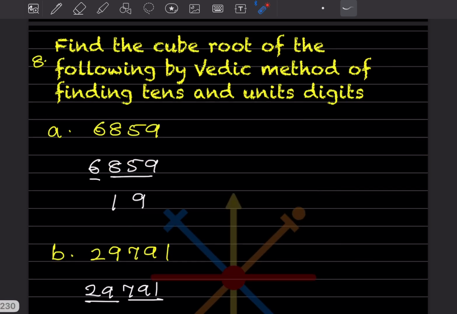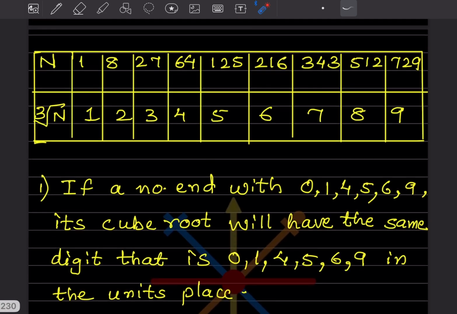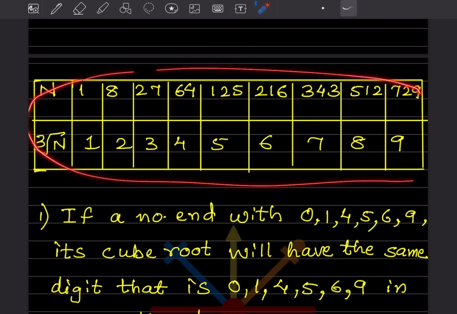So this table is going to help you. If you know the cubes, this is going to be easier.